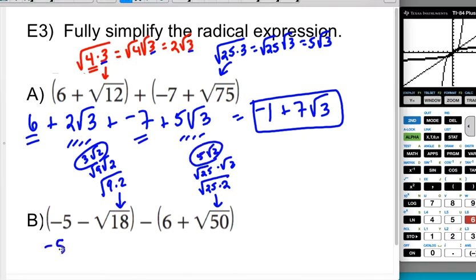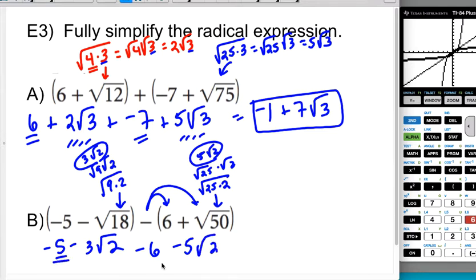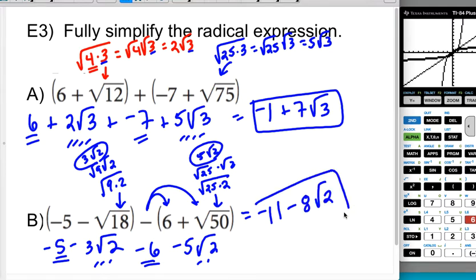So this is a negative 5 plus, minus, my bad, minus 3 root 2. So negative 5 minus 3 root 2. And then this negative is going to get distributed. So it's going to be a negative 6 minus a 5 root 2. Well, when I combine the regular numbers, I get a negative 5 and a negative 6, which is a negative 11. When I combine the root 2's, I have a negative 3 root 2 and a negative 5 root 2, which is going to be a negative 8 root 2. And that's my answer. All right.